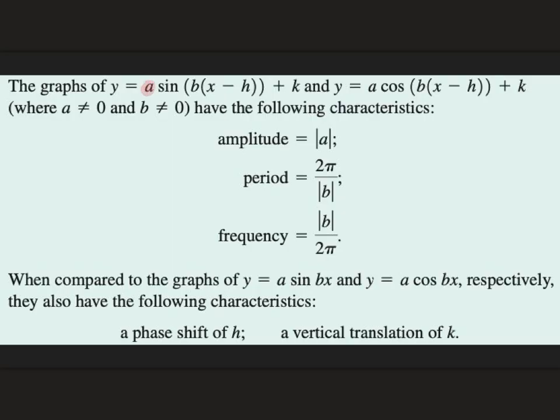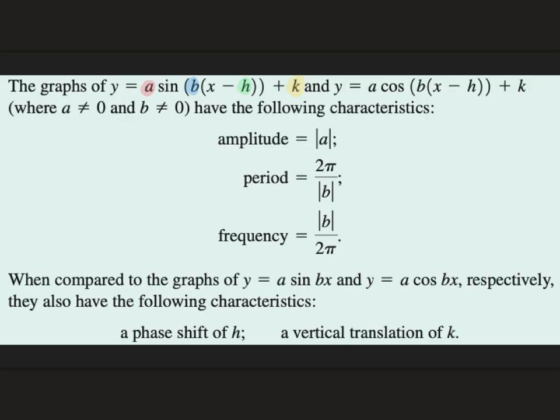A, B, C, and D. If you go back and study our transformation work, A, B, C, and D, or H and K, whatever, all did different things. And so they're going to do different things to the sine and the cosine wave.